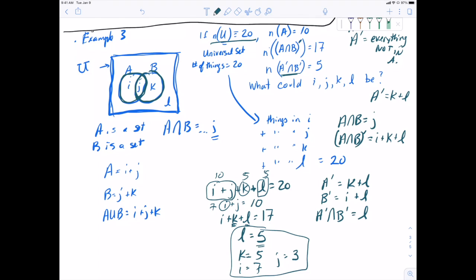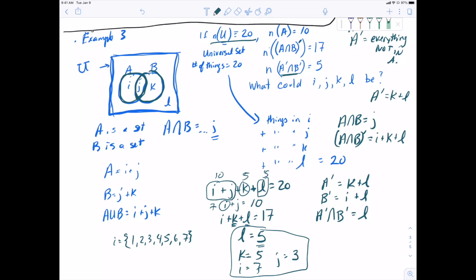So the thing that you have to think about here, though, is that they want to know what I and J and K and L might be. So what you might say here is I isn't the number 7. I has 7 things in it. So you might say I is equal to 1, 2, 3, 4, 5, 6, 7. You could use anything. It could be 10, 20, 30, 40, 50, but it has 7 things in it.